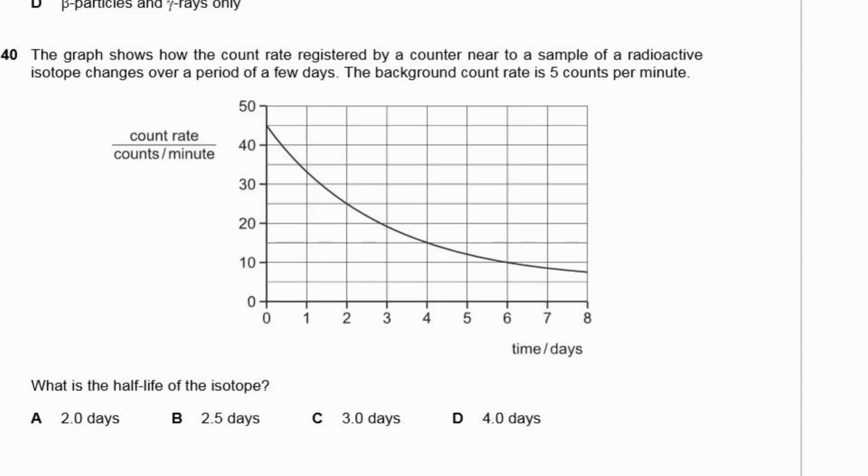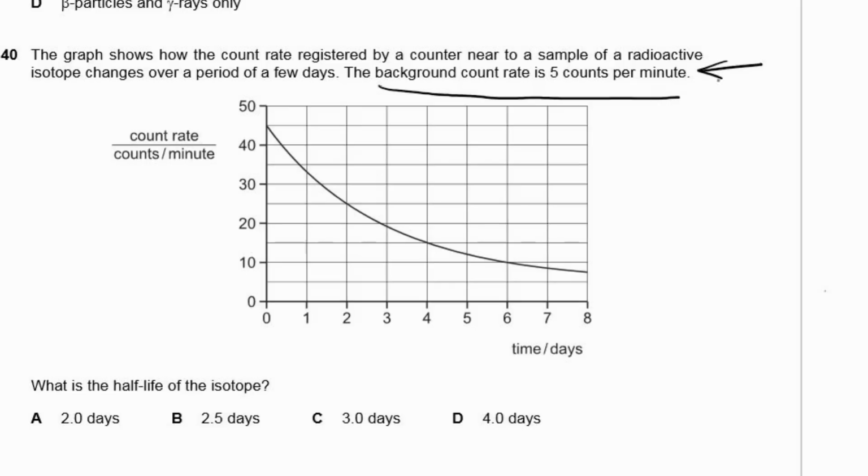And finally, number 40. The graph shows how the count rate registered by a counter near to a sample of radioactive isotope changes over a period of a few days. The background count rate is 5 counts per minute. Aha! Ooh, that's important. Tricky. What is the half-life of the isotope?